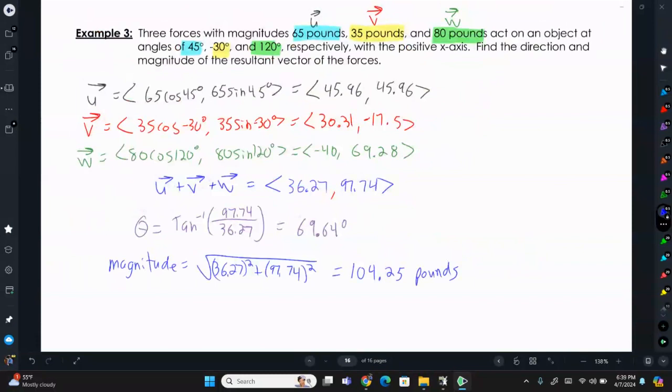Right, so that is it. The math behind this isn't that hard. We're using just sine and cosine and adding. A lot of calculator stuff.